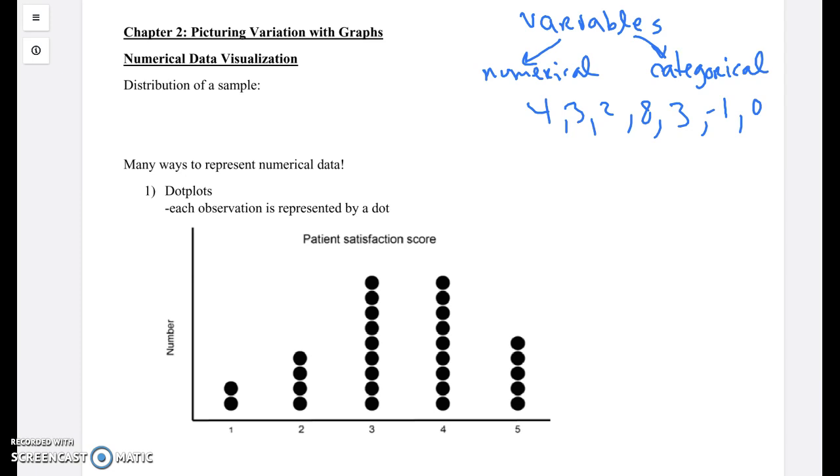So what you're going to be seeing over and over is this word distribution, and I'm going to be using it a lot. So the distribution of a sample, how does the distribution look? How does the data look? The distribution of a sample is just a way to organize data. Usually the ways that we organize data are sometimes with a table, with a formula, or with a graph. So that's what we're going to be looking at.